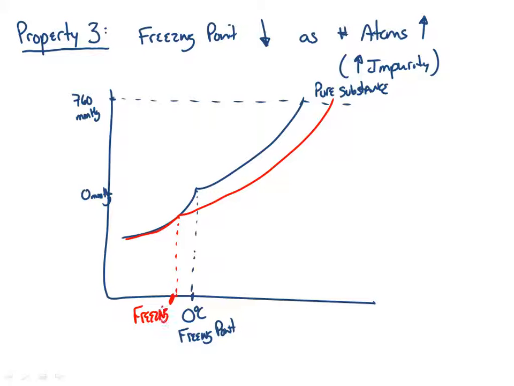So if you put salt in your ice cube tray, you can go freeze faster? Well, technically it would take more energy. You would have to take more energy away from the water so it would freeze slower.